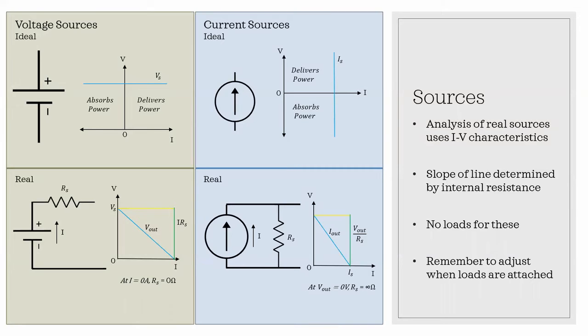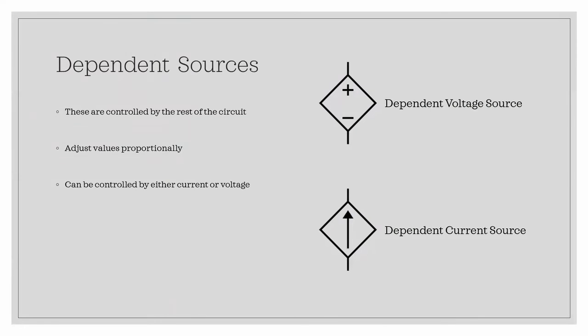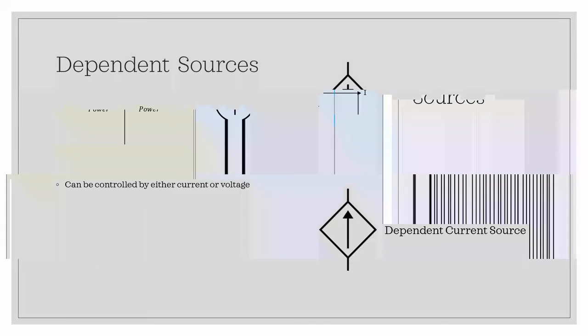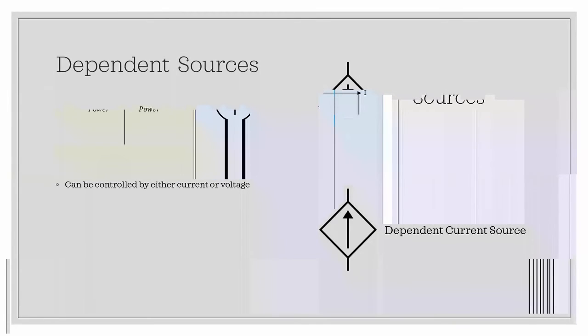All right, now we're going to talk about the dependent sources. So dependent sources are controlled by the rest of the circuit. The diagram notation is a diamond with the plus minus denoting the voltage source and an arrow denoting the current source. And it should surprise nobody to learn that the direction of the arrow indicates direction of flow, and the plus side is the high voltage. And the biggest difference between dependent and independent sources is dependent sources adjust output proportionally to some input voltage or current.